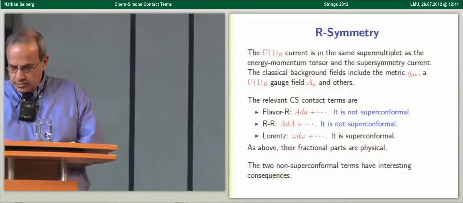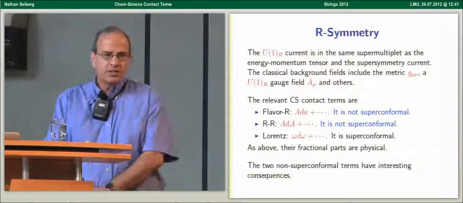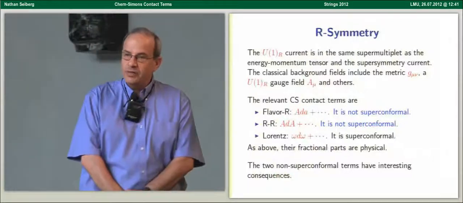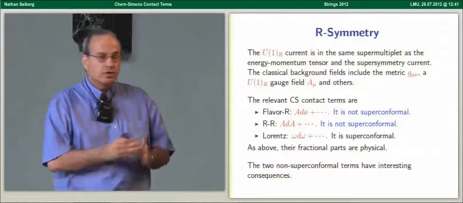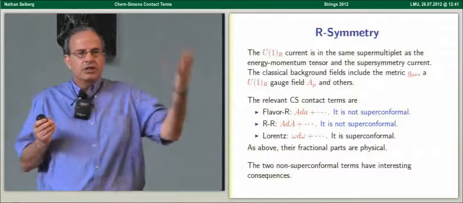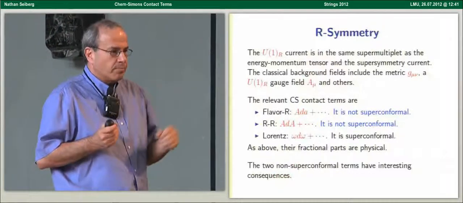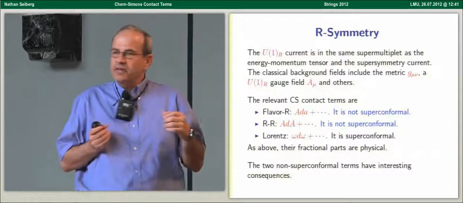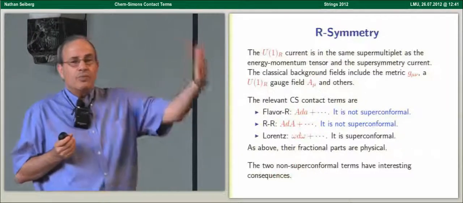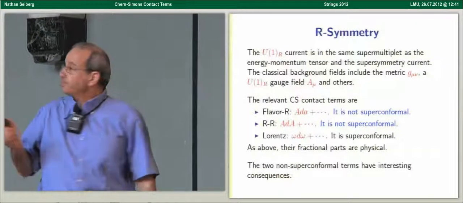Now things are getting a little bit more interesting when we study an R symmetry. An R symmetry does not commute with supersymmetry, and therefore the supersymmetrization of the R current is a little bit more subtle. It involves the energy momentum tensor and a bunch of other operators. In terms of background fields, the U1R gauge field is related to the metric and a bunch of other fields.